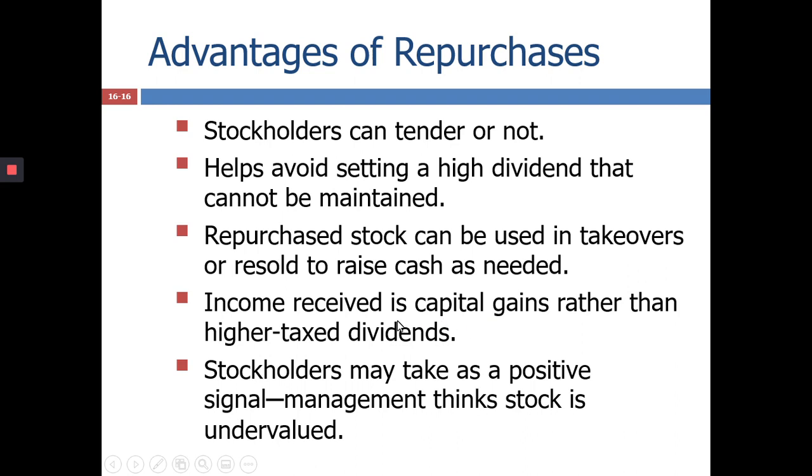Alright, so this has become a capital gain. Why? Because you only receive capital gain when you sell shares, right? So now you're selling shares back to the shareholders, therefore that would be a capital gain, compared to higher tax dividends. Stockholders may take it as a positive signal that management thinks the stock is undervalued. So in this kind of situation, the investors will take it as positive, and they think the company shares are undervalued.